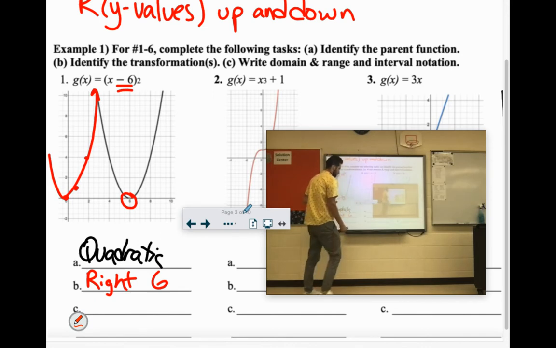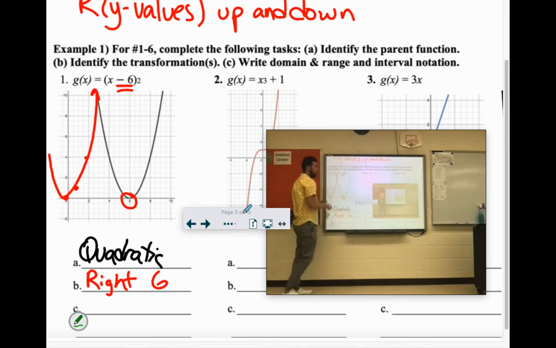Now for the domain and range. So this is to the second power, which means we could have limits. We will have limits on the domain and range. So domain is right and left, your x-coordinates. This could go on forever right and left. So we're going to say all real numbers for the domain.